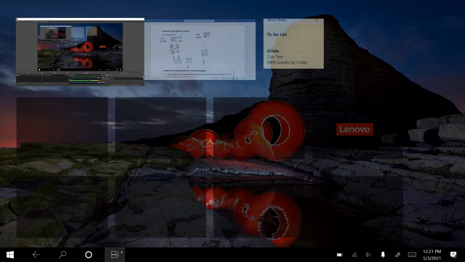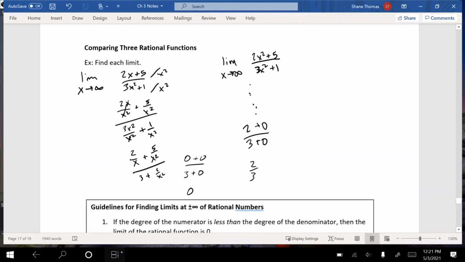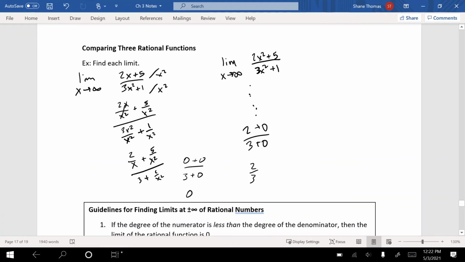The reason I did these three, we're going to do one more here together real quick. Very, very similar, but just notice the power of your x's. The top is less. The top and bottom are the same. Now we're going to do this.